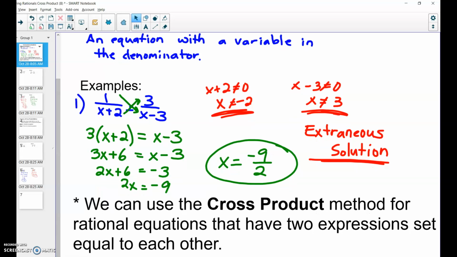Okay, so here at the bottom, just a note, you guys probably should write this down if you're taking notes. You can use the cross product method for rational equations that have two expressions set equal to each other. Two expressions means that you have one fraction equal to another fraction. So here's just some practice. We're going to look at two examples kind of on our own.